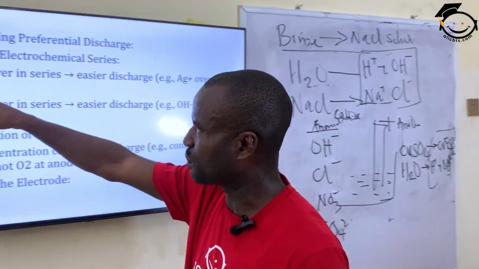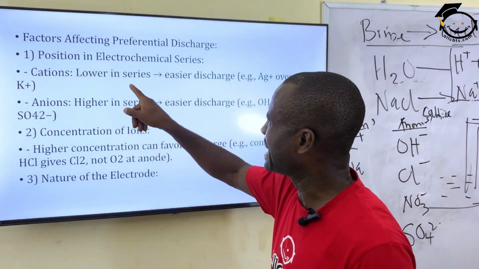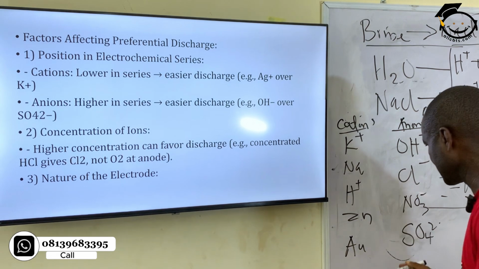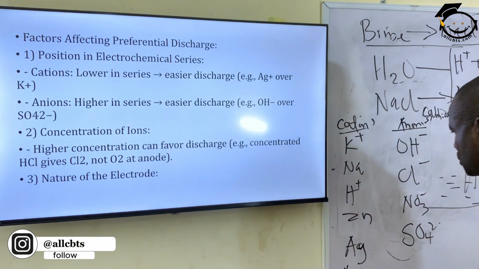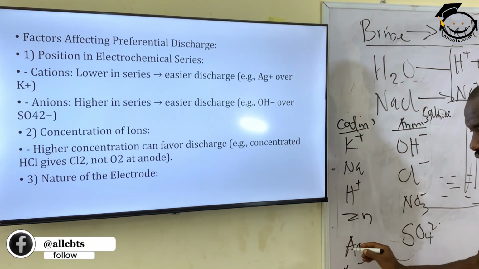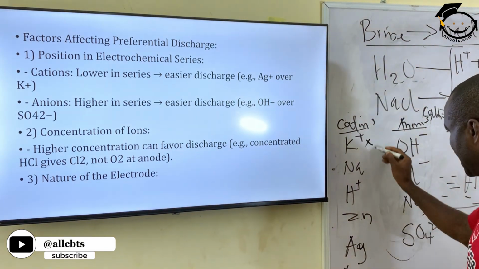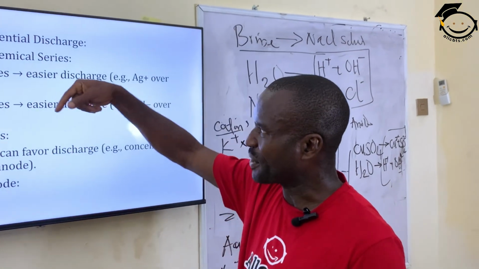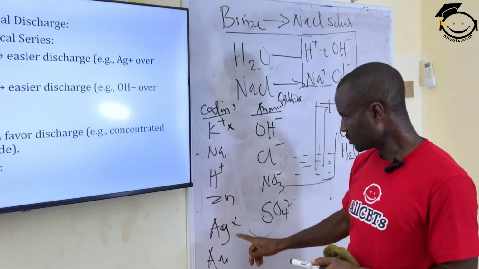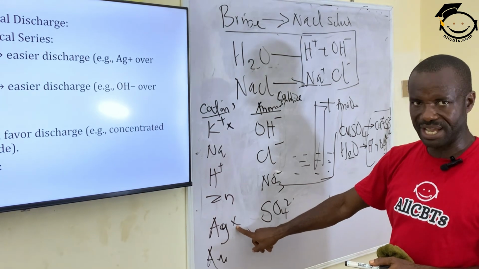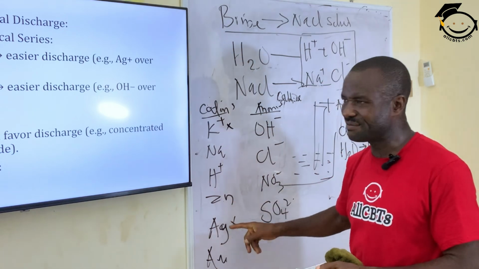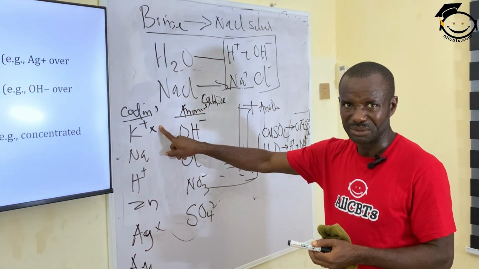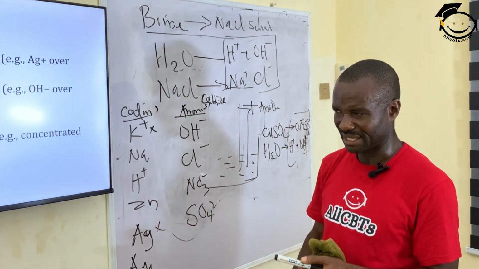The condition for cations is that those lower in the series are easily discharged, for example silver over potassium. We said cations that are lower in the series will be preferred to the ones above them. Between potassium and silver, which one is lower? Silver is lower, of course. So when both potassium and silver compete in an electrolytic cell, silver will be preferred to potassium. Potassium will be knocked off, while silver will be discharged. Are we getting it? That's for cations.